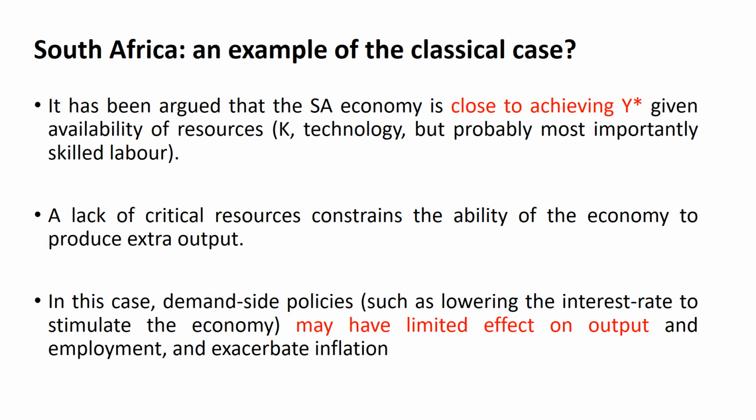Therefore, it could be argued that in South Africa, where there is such widespread unemployment, and where often the people who are unemployed cannot obtain jobs because they do not have the requisite skills or qualifications, because South Africa has such a large structural unemployment problem, South Africa is close to achieving its full employment level of production and output, given the existing quantity and quality of its factors of production.